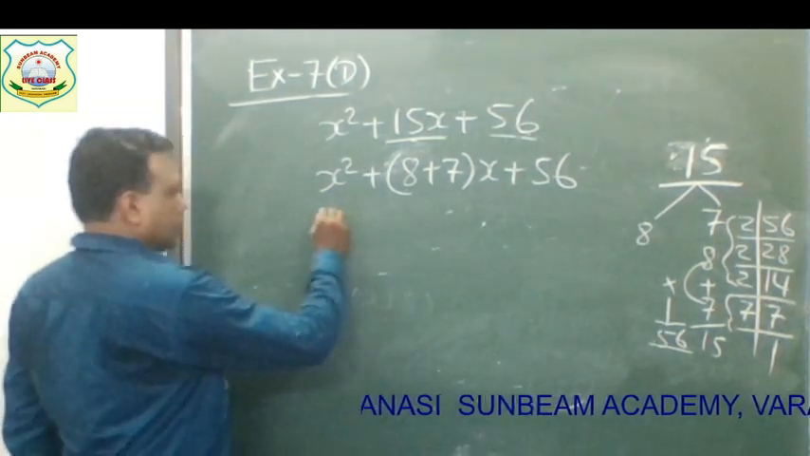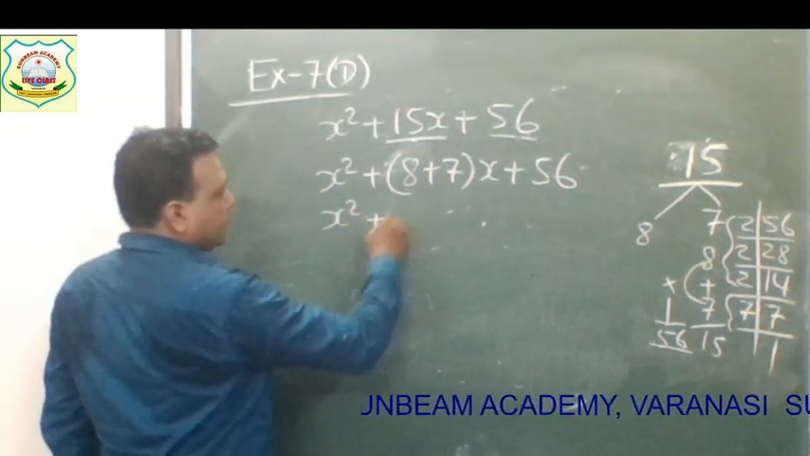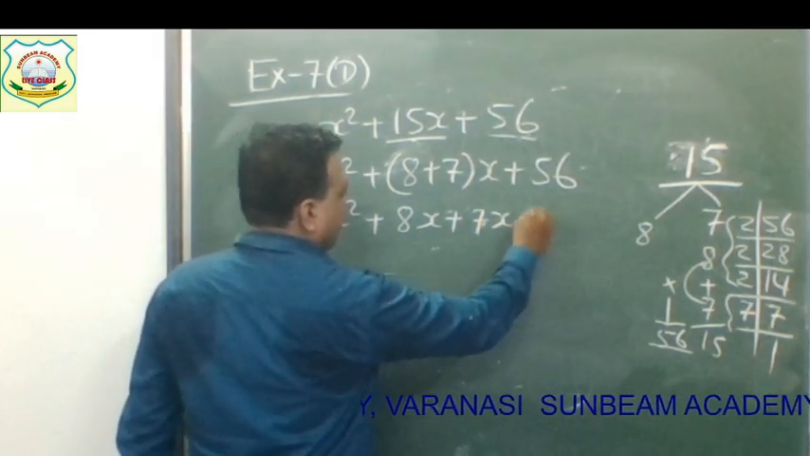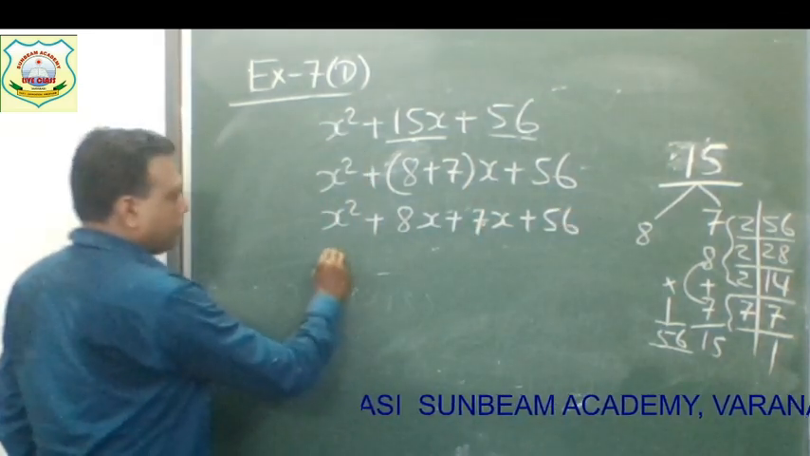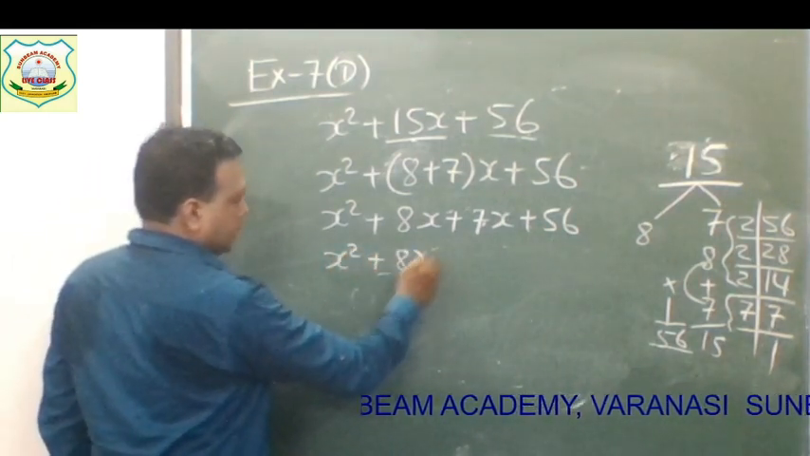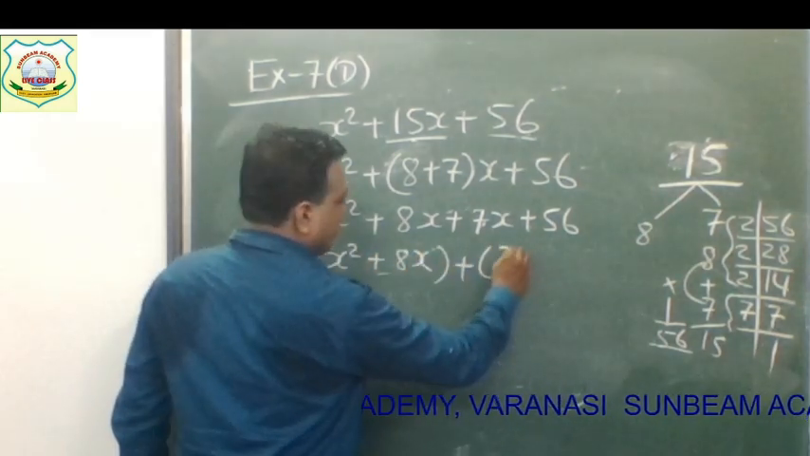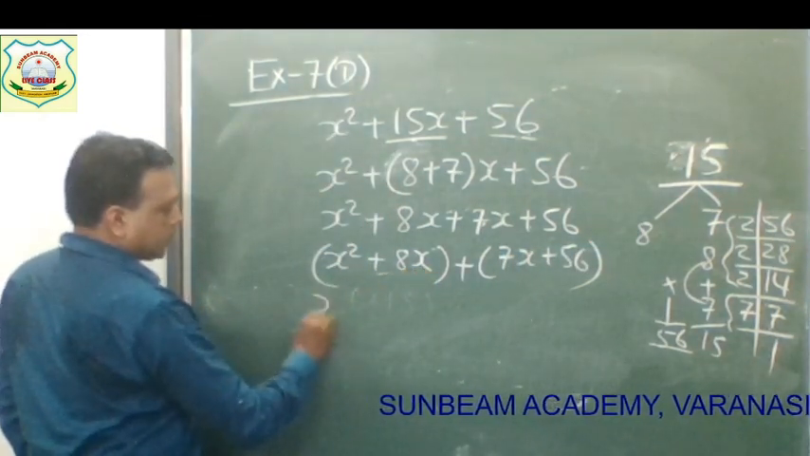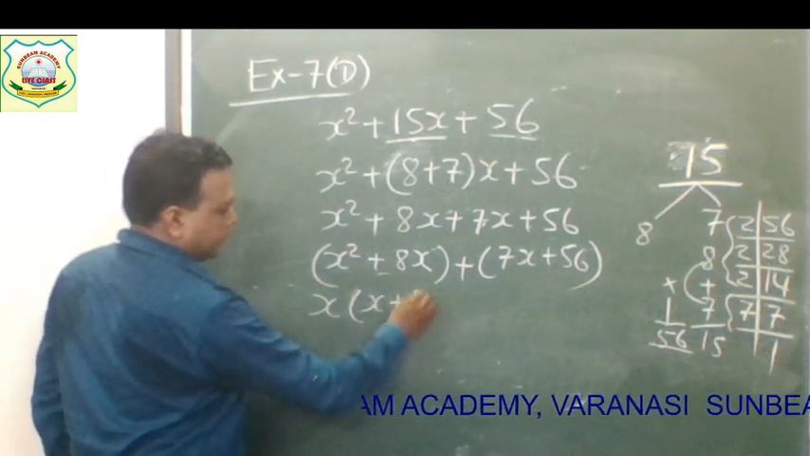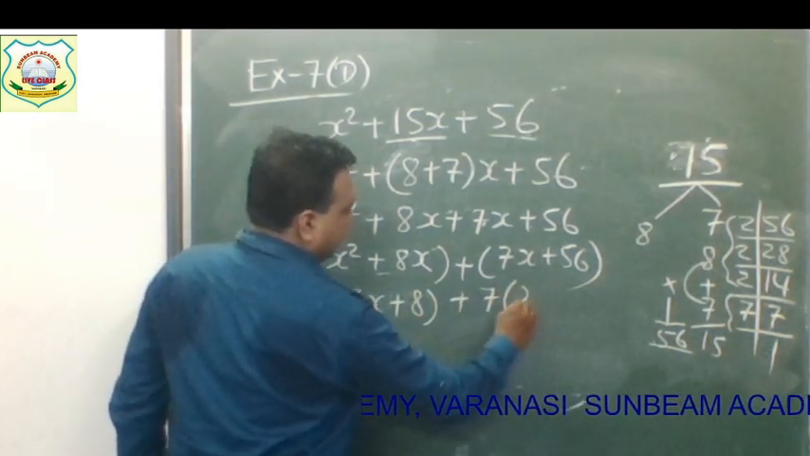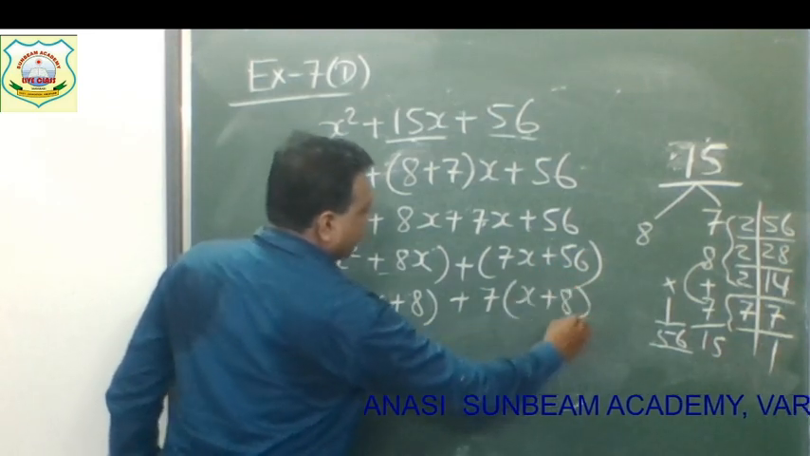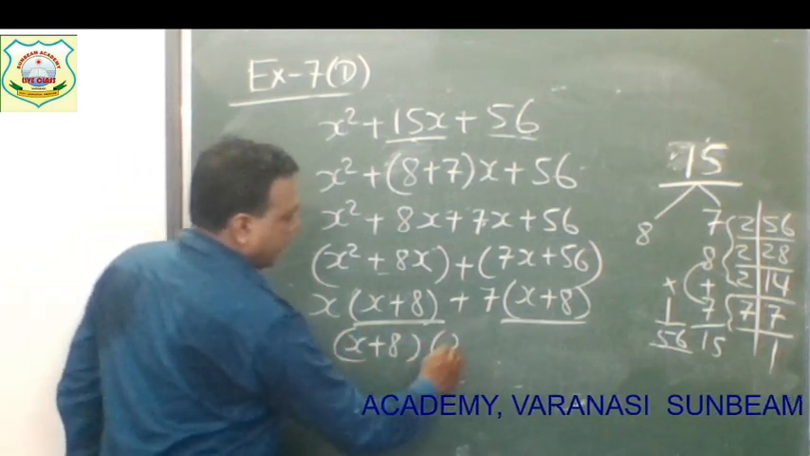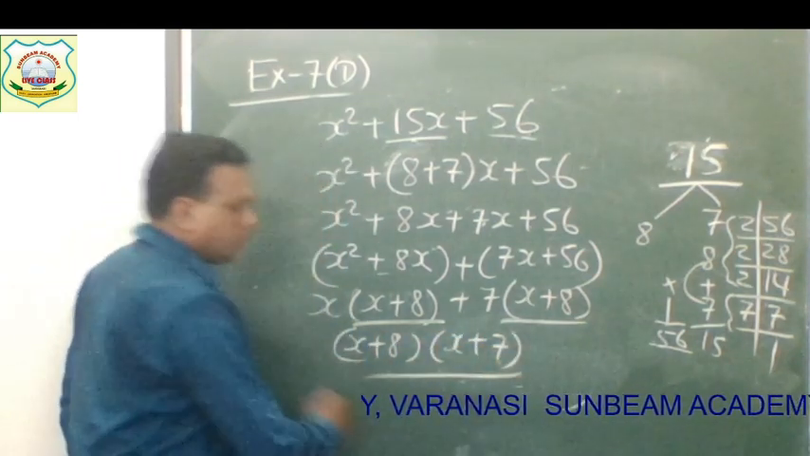Clear? Now this bracket will be opened: 8 into x, 8x, plus 7 into x, 7x, plus 56. Now we will make groups: x square plus 8x is one group, plus 7x plus 56 is the second group. Now we take common x plus 8, plus 7, x plus 7 eights are 56. So both terms will be the same. So we have taken x plus 8 common. Now what is left? x plus 7. It will be your answer.